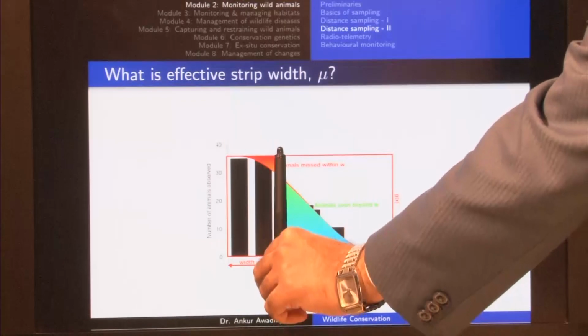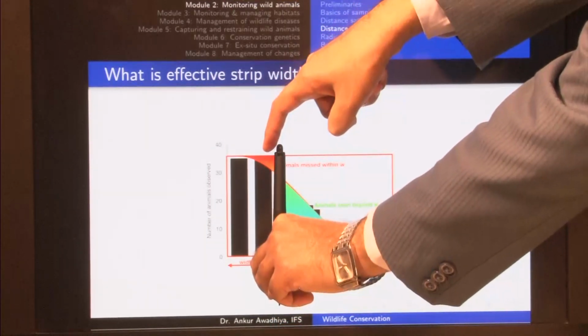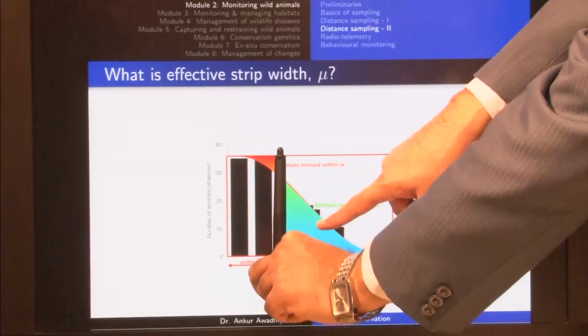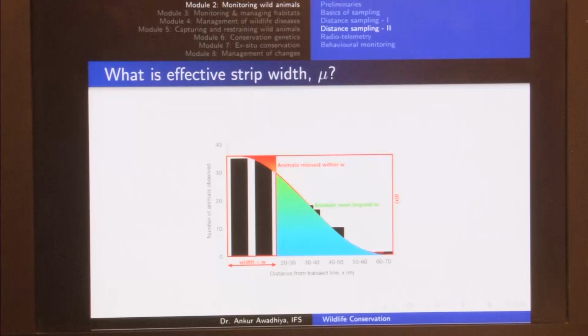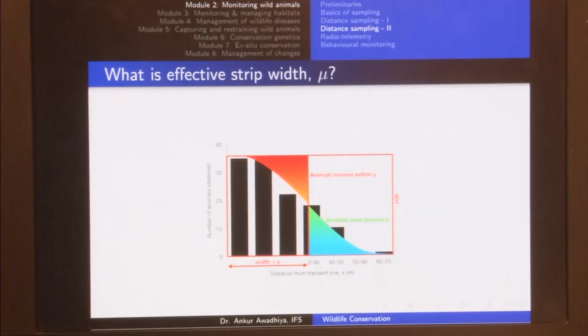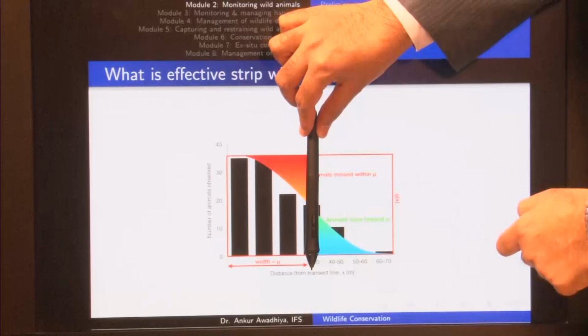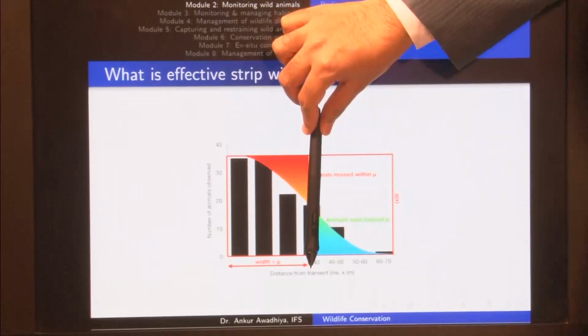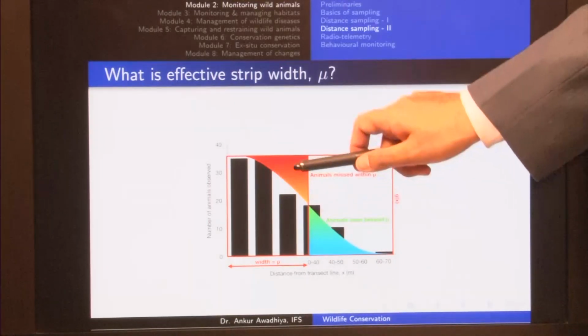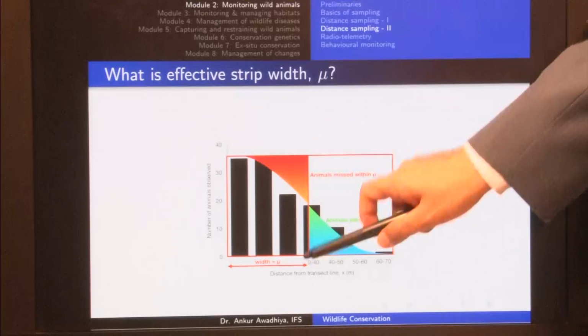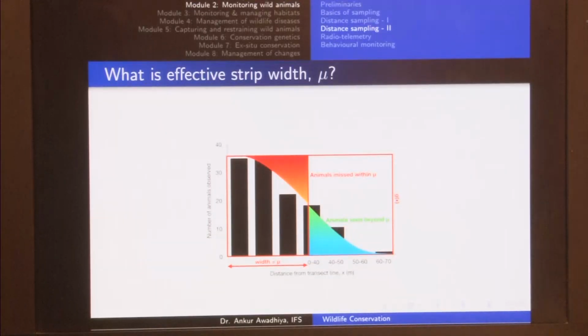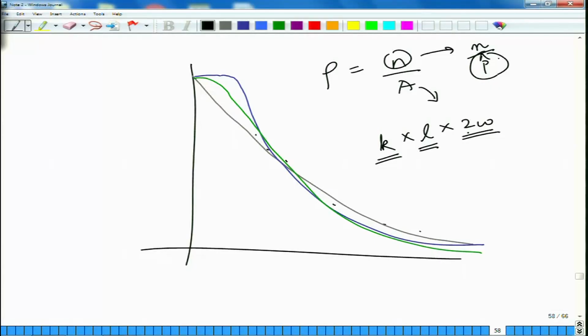At every distance w, there will be some animals that have been missed within this distance, and there will be some animals that were seen outside of this distance. As we go on increasing this w, we will reach a point at which the number of animals missed within this distance, given by the red color, is the same as the number of animals seen beyond this distance. So, both the areas are equal. At this distance we say that the width is given by mu. So, mu is the effective strip width. Why do we need mu here? Because we require a value of w, and when we use this value of mu as w, we will get our results.